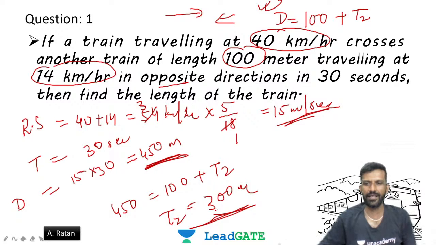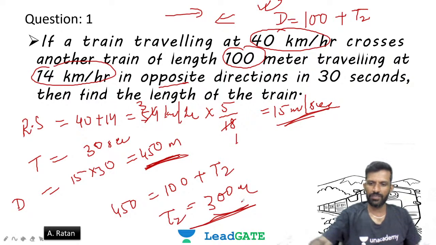Just you have to understand, that's it. Very simple, nothing more than that. Yes, Bajrangi, 300, clear? So more questions we'll see.